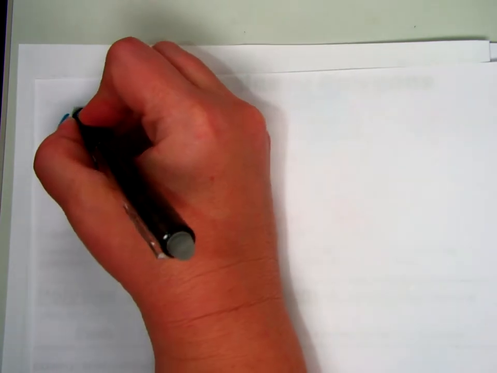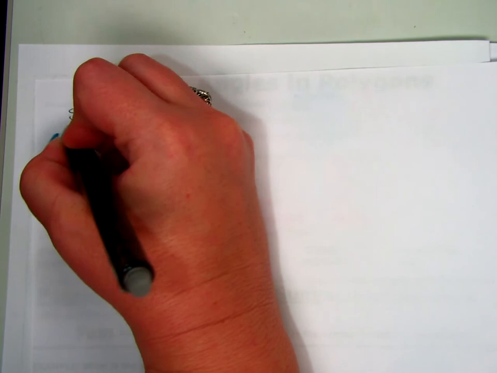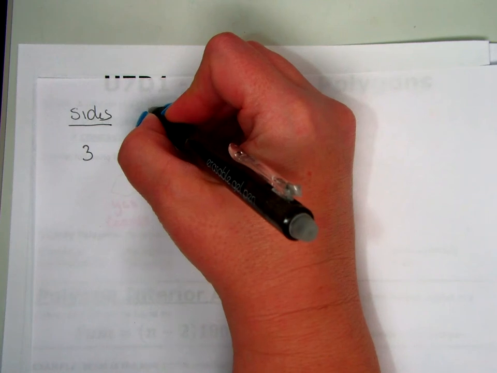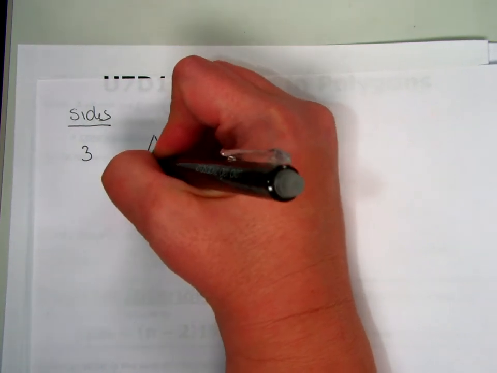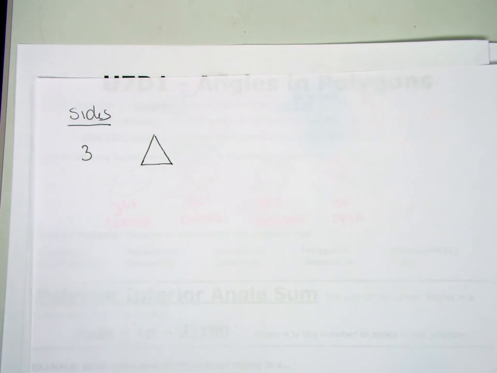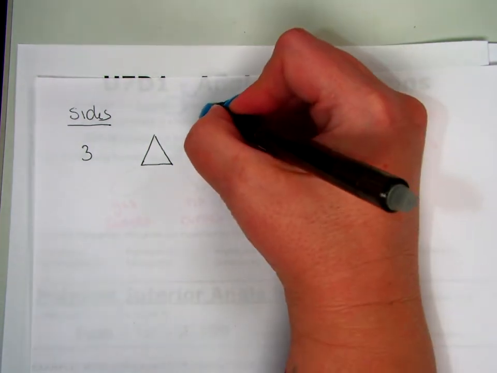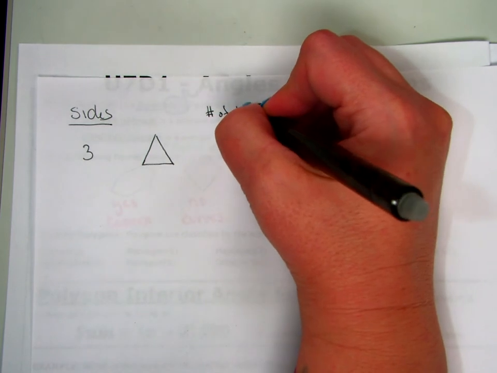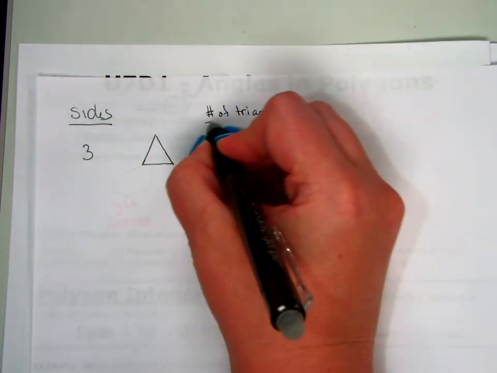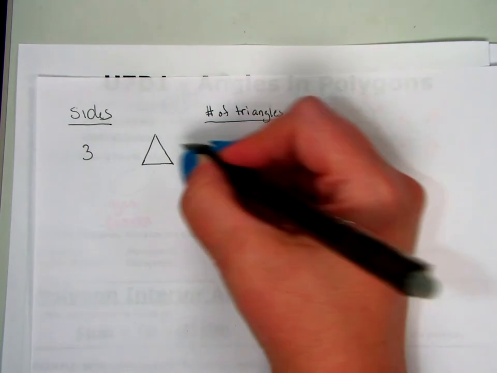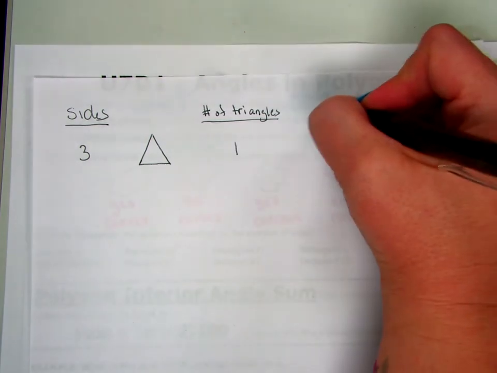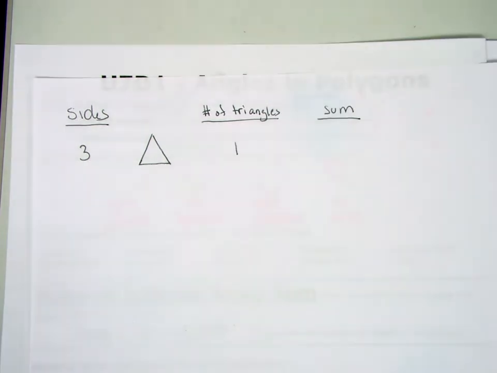We all know that if we have 3 sides, what shape is that? It's a triangle. We spend lots of time talking about a triangle. If I have 3 sides, then how many triangles do I have? There's just one there, right? It's not a trick question. I drew 1 triangle. And I know that the sum of the angles in the triangle is 180.